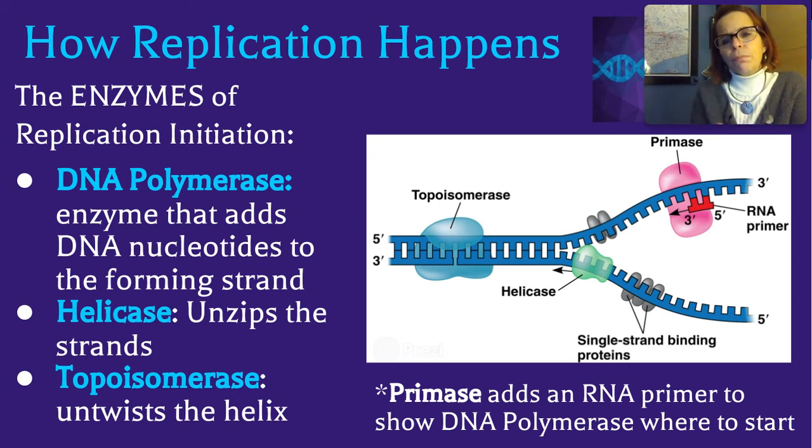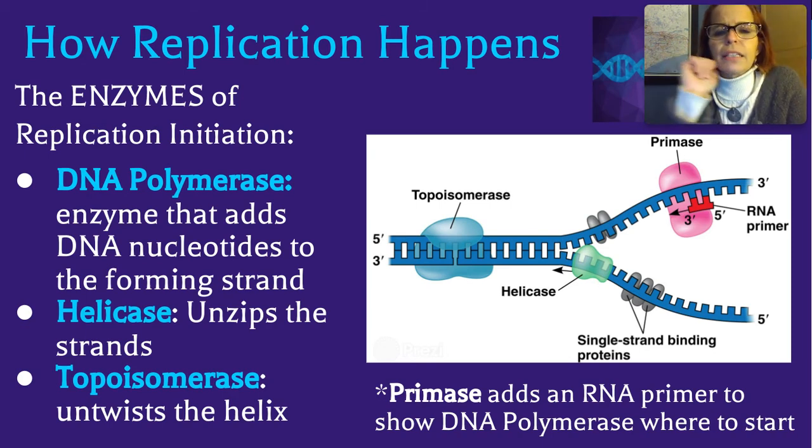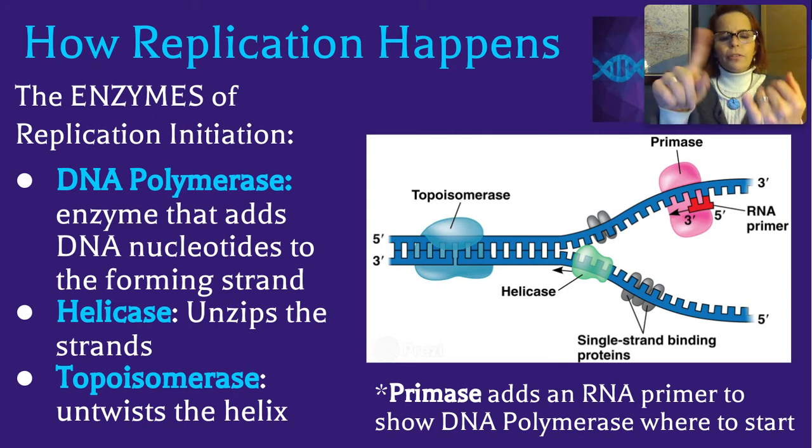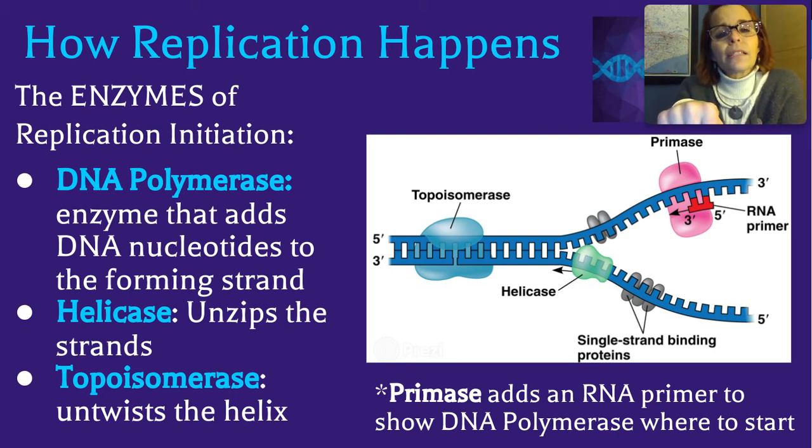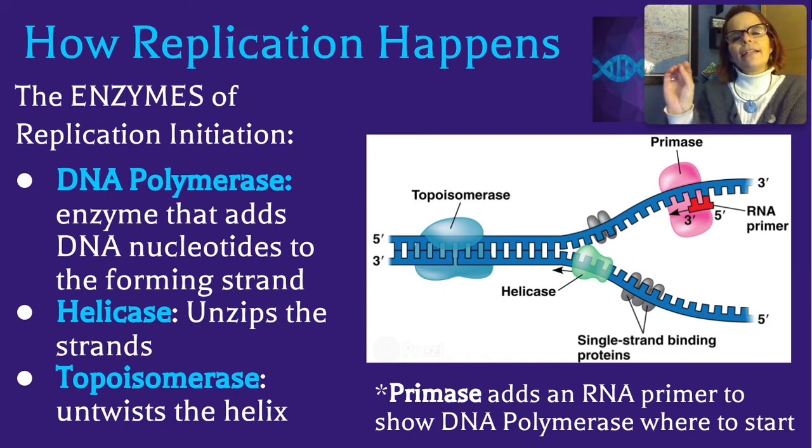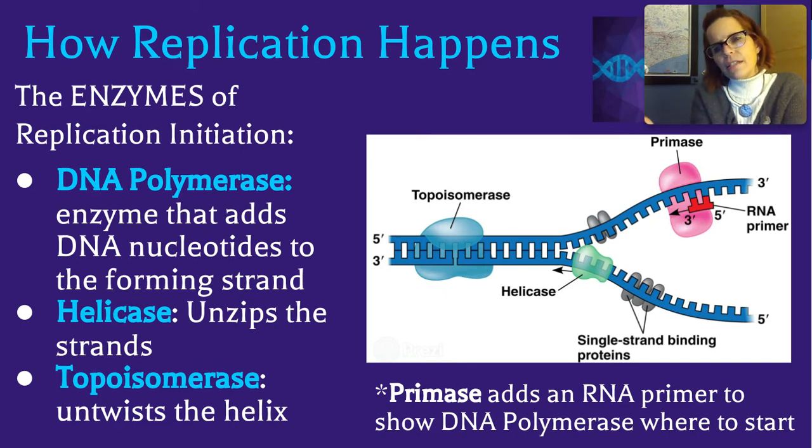Now, I mentioned primase because it's in the diagram, but the College Board has specified exactly which enzymes you need to know. You need to know DNA polymerase, helicase, topoisomerase, and then another one that's coming up called ligase. You do not need to know primase, but it shows up in a video we're going to watch, and you might stumble across the word. Primase hops on and attaches what's called an RNA primer. You can see it in red. It's like a little signal to DNA polymerase: hey, this is where you begin.